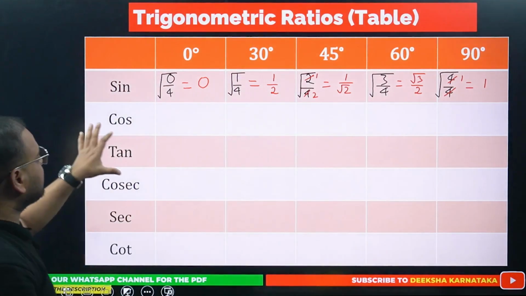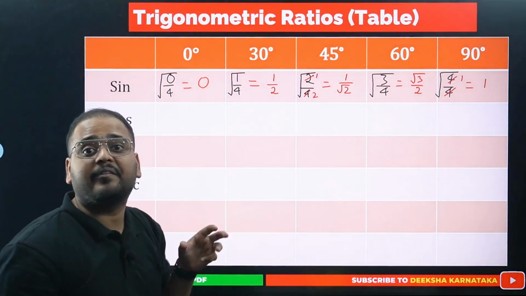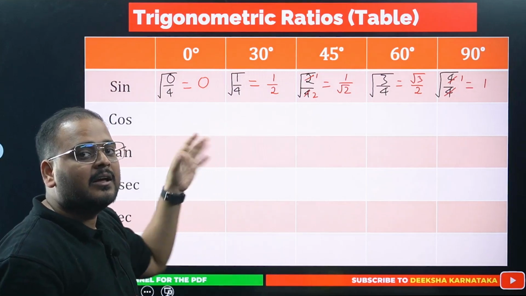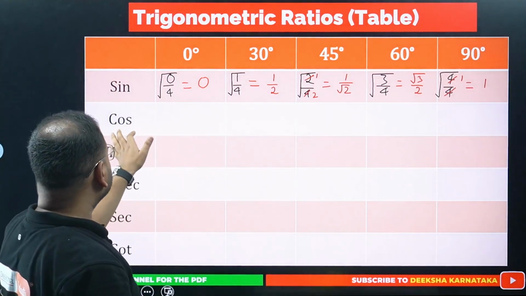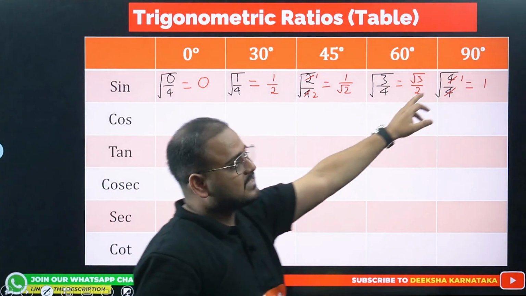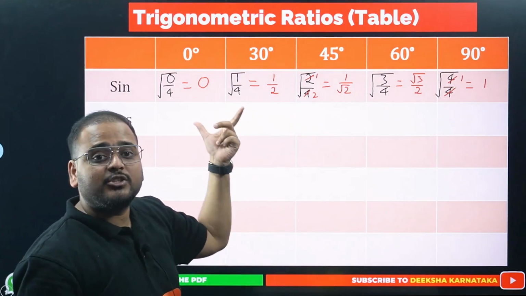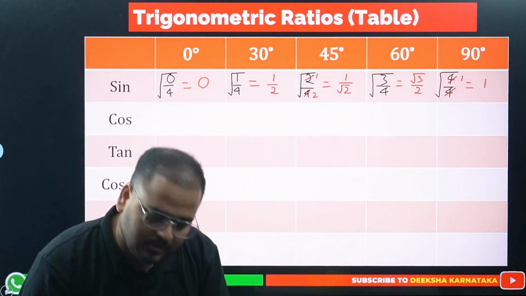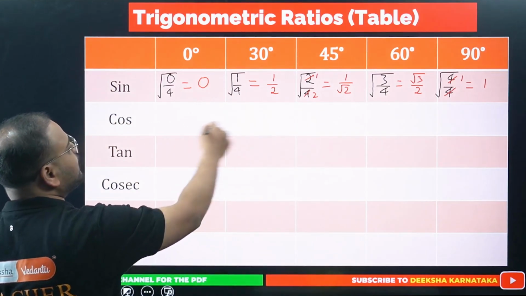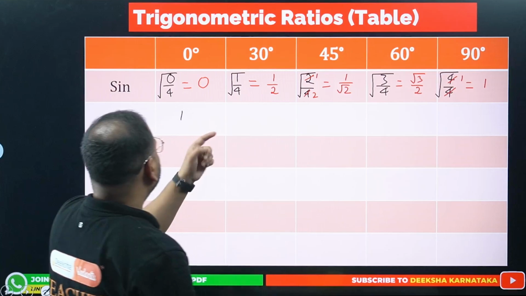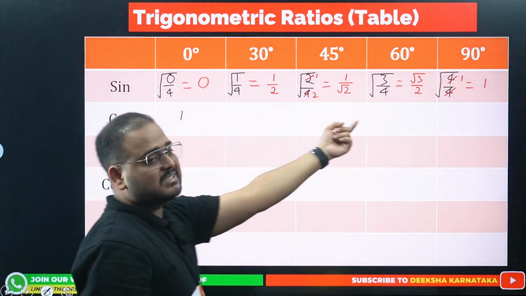Now how will you remember the table? I told you sine and cos are complementary, meaning when the sum of the angles is 90 degrees, you will have the same values. So cos 0 will be the same as sine 90, because 0 plus 90 is 90 degrees. So cos 0 becomes directly 1.